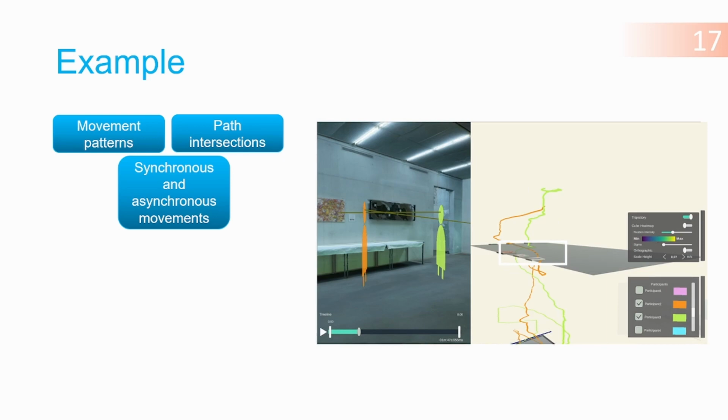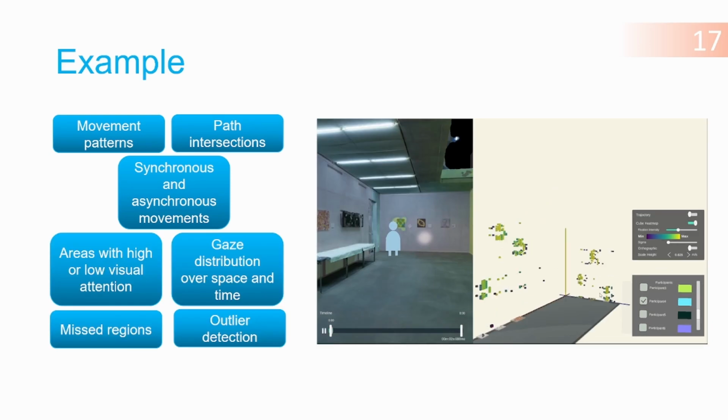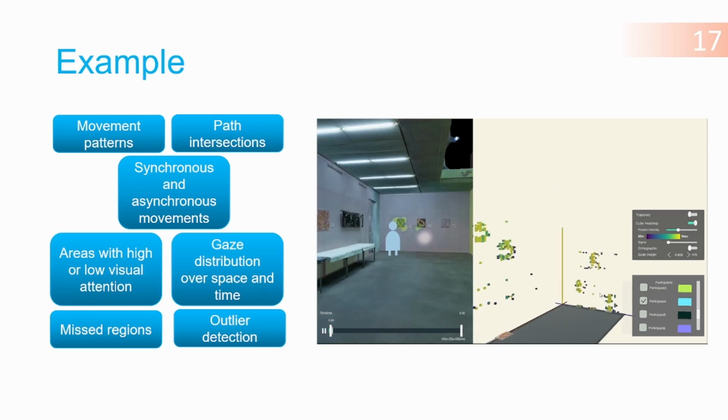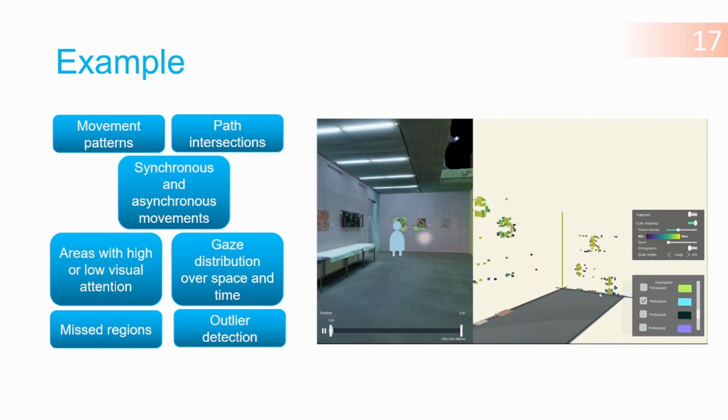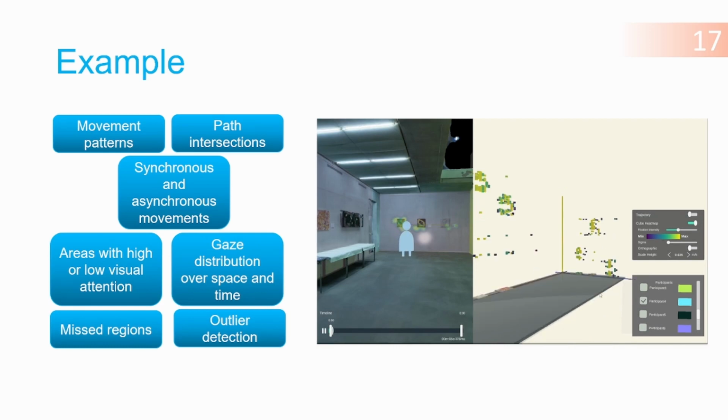At this location, we can assume that the trajectory of the people was intersecting and conclude that they could have met each other. When looking at the gaze cube visualization, we can see how the gaze was distributed overall and which images were the most or least interesting ones. Further, the visualization reveals which regions were missed and allows the detection of outliers.